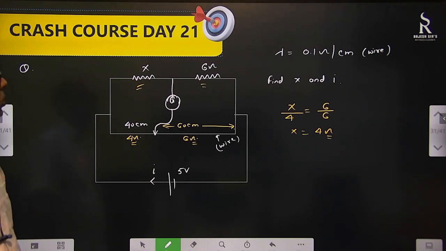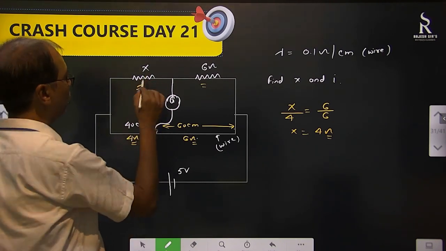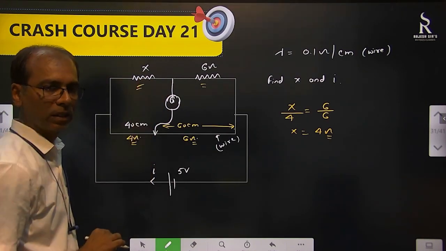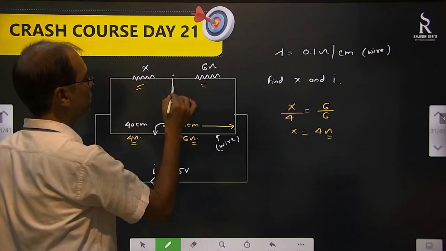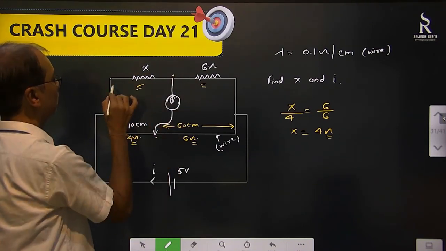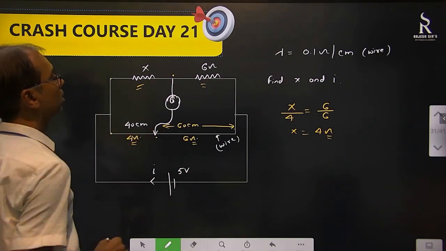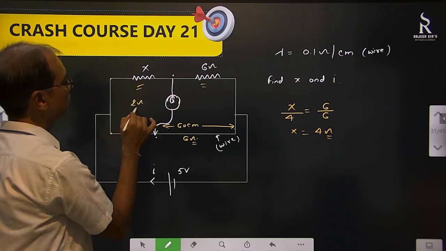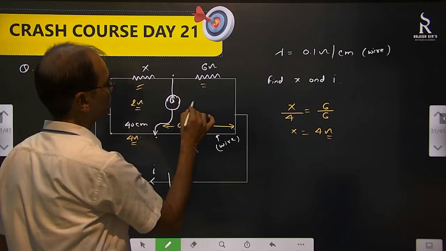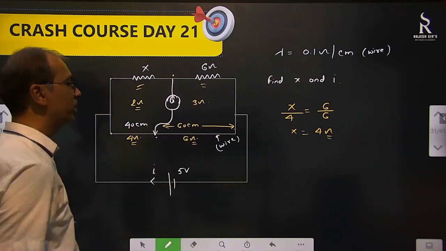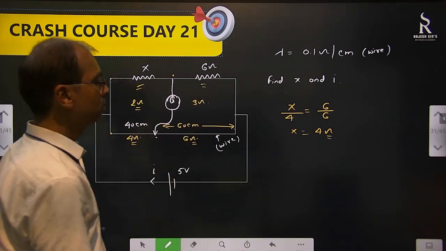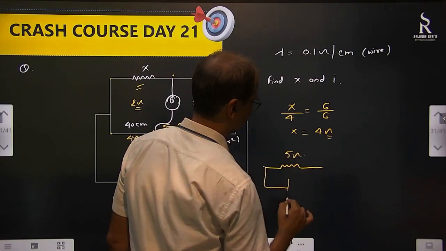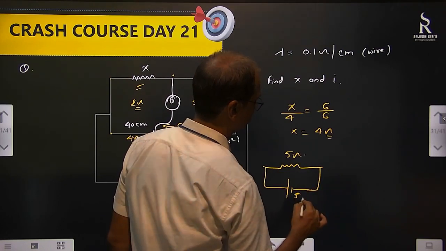If X is 4, then this 4 and this 4 are parallel, because here and here the potential is the same. So 4 ohm and 4 ohm are parallel, that means this is 2 ohm. And here 6 ohm and 6 ohm are parallel, that means this is 3 ohm. So total resistance 2 plus 3 is 5 ohm. And here is 5 volt. The current will be 1 ampere.